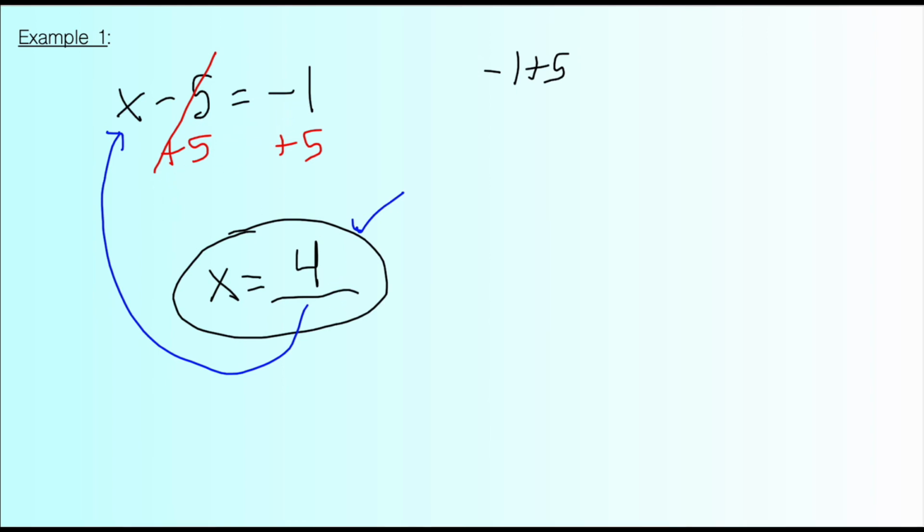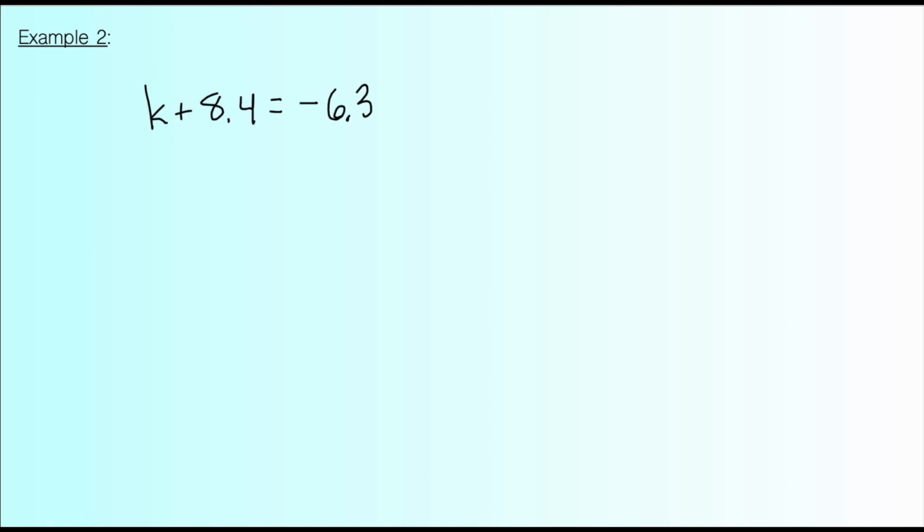All right, next example. Example 2, we've got k plus 8 4/10 equals negative 6 3/10. So ultimately, just to center what we're doing, we want to get k equals something. And so I need to get rid of the plus 8.4 so that I have k isolated by itself. So how do you get rid of plus 8.4? Well, the inverse to that is to subtract 8.4. Inverse operations cancel each other out.